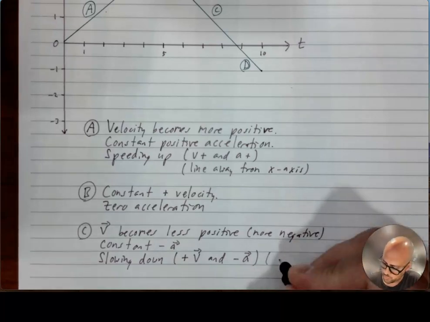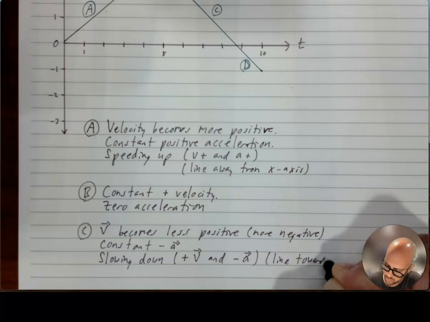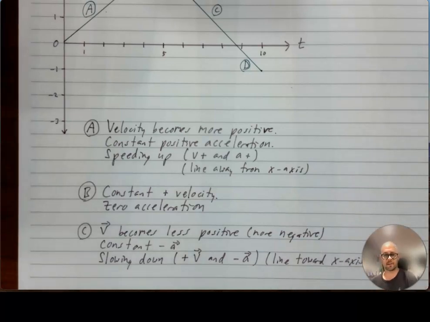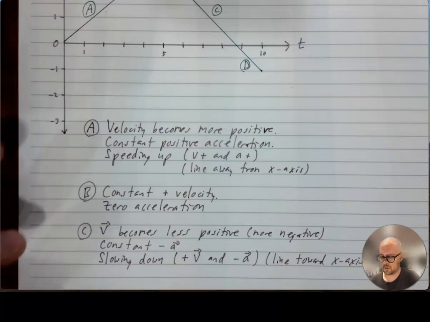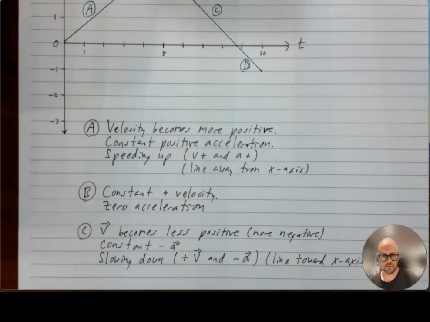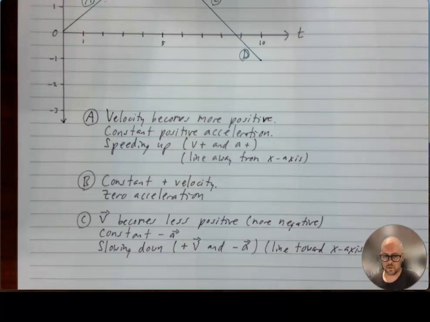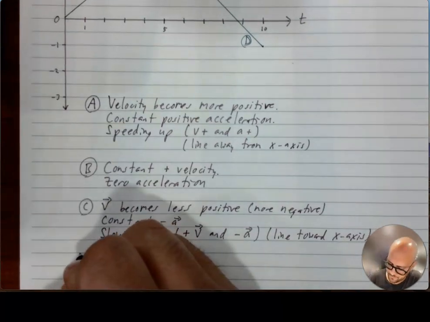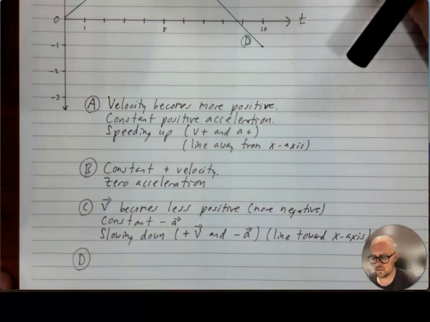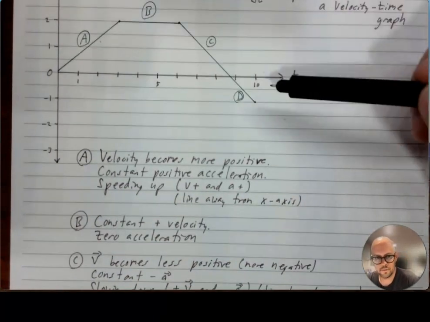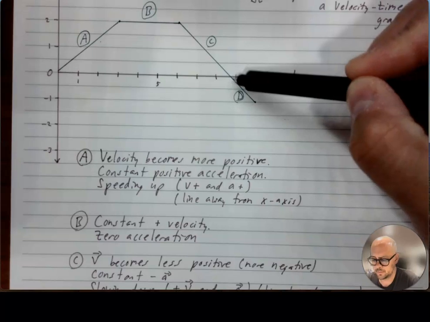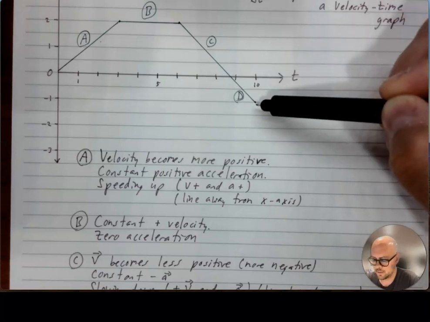The other one would be that the line is moving toward the x-axis. The magnitude of the velocity is getting smaller, and so it is slowing down. So that's confusing, but A and C are useful examples to think about when you're stuck. Segment D is another one that tends to give people trouble. This little segment here begins at about 8 3/4 seconds and ends at 10 seconds.